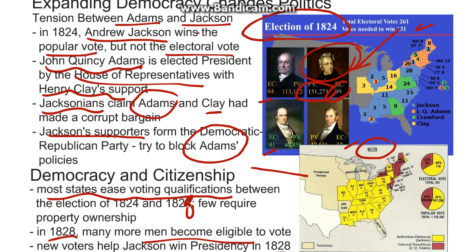And you can clearly see by looking at this map representing the election of 1828, the areas that Andrew Jackson won are clearly defined in yellow. And you can see that here he definitely wins the majority of the electoral vote, with 178, and he wins the majority of the popular vote as well. So in 1828, Andrew Jackson is elected president.